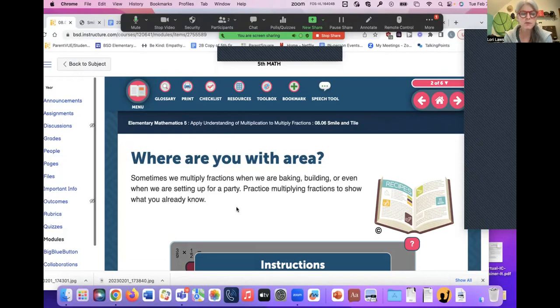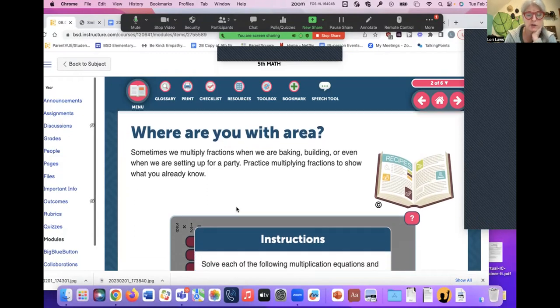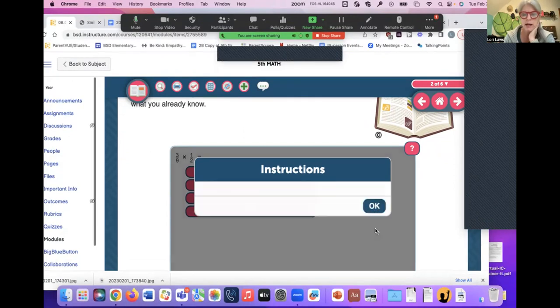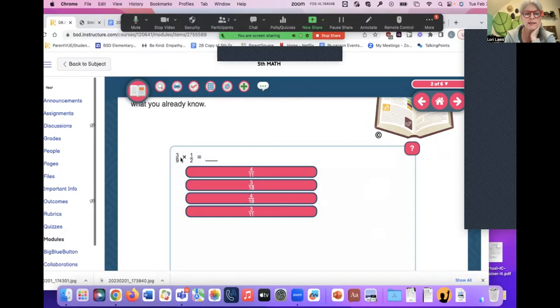Where are you with area? Sometimes we multiply fractions when we're baking, building, or even when we're setting up for a party. I often have to, like if I'm doubling a recipe, I use fractions. Solve each of the following multiplication equations and then select the correct options. 3/9 times 1/2. So what's 1/2 of 3/9? Well, we've learned that when we multiply fractions, we multiply the numerators and the denominators. 1 times 3 is 3. Here's the 3. And 2 times 9 is 18. 3/18.